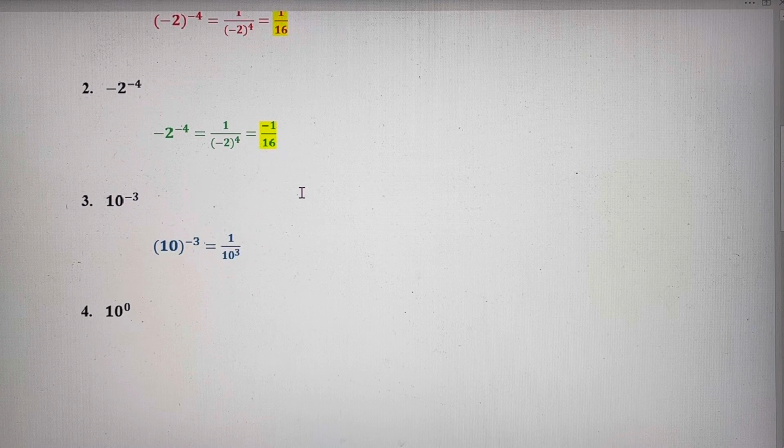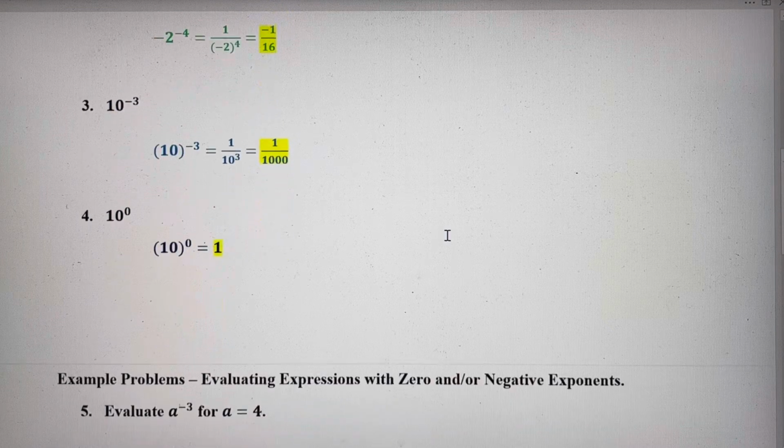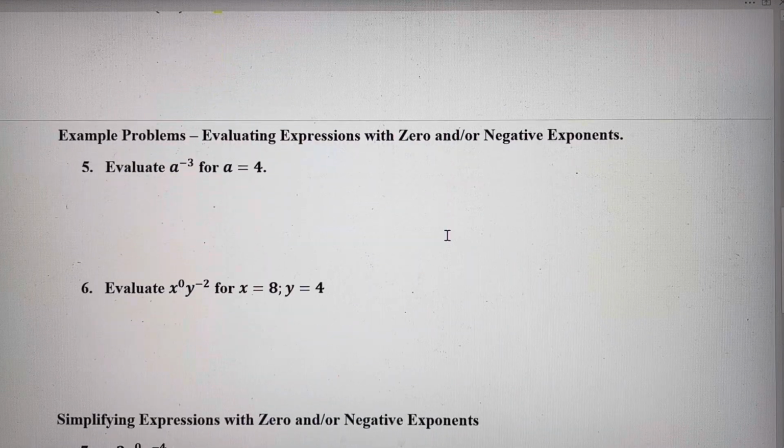All right, number 3, we're going to move that 10 through the fraction down to the denominator. It's 1 over 10 cubed. 10 to the third power is 1,000. So my answer for number 3 is 1 over 1,000. And number 4, anything to the 0 power, again, we know to be 1. All right, so in the next few examples, I'm going to keep this video going.